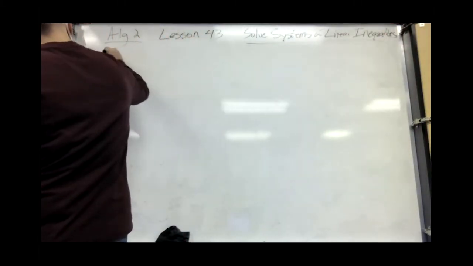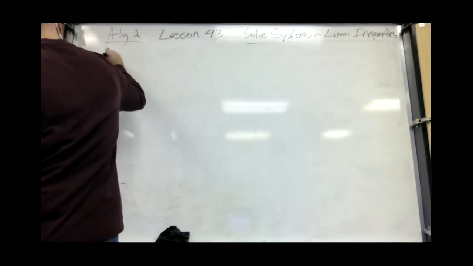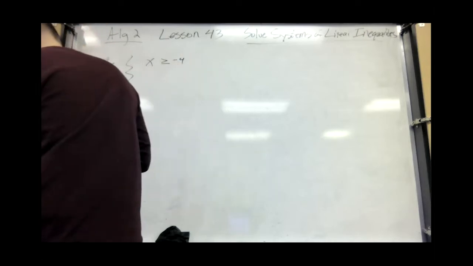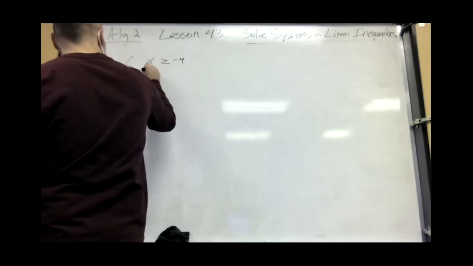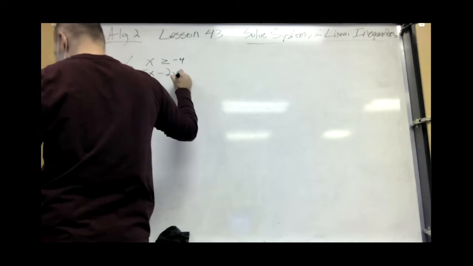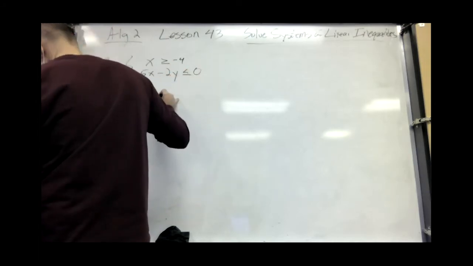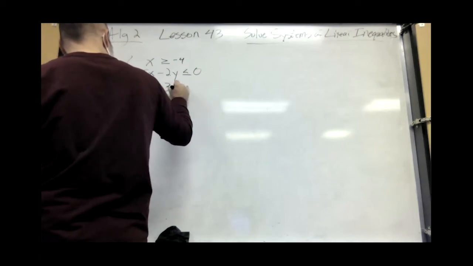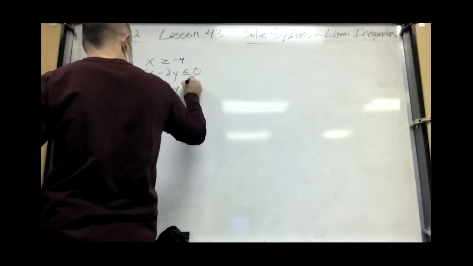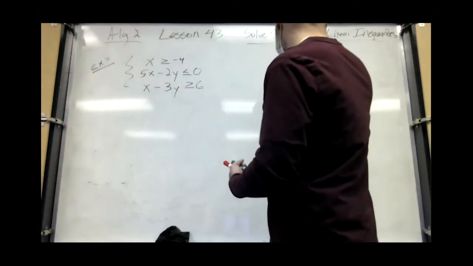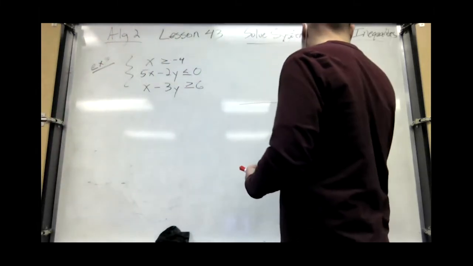Okay, so here's example 3. We've got x is greater than or equal to -4. Then we've got 5x minus 2y is less than or equal to 0. We got x minus 3y is greater than or equal to 6. Okay. First up, how do you graph x is greater than or equal to -4?